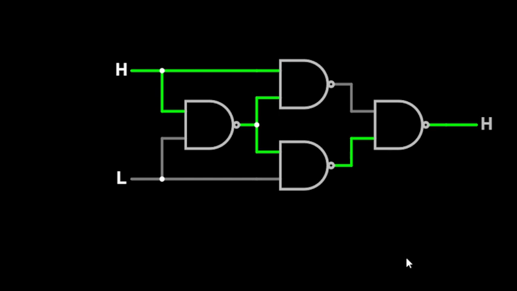Welcome back guys with a brand new video, and in this video we will discuss the exclusive OR gate. The exclusive OR gate is basically a combination of four NAND gates, as you can see here.